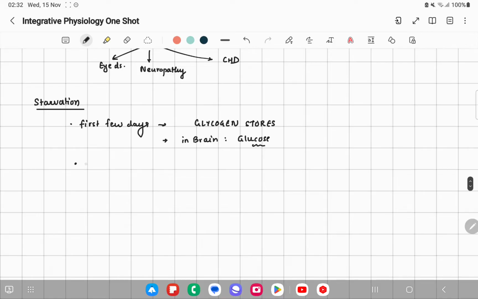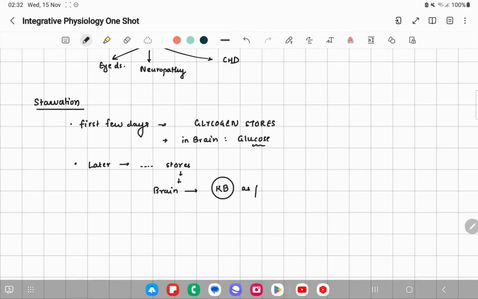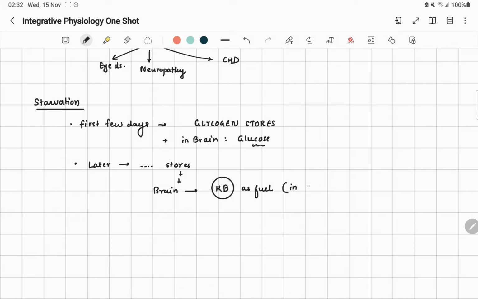Later on, after more months, what happens? As the stores are depleted, the brain will start using ketone bodies as fuel in chronic starvation. Understood? So this is the thing.